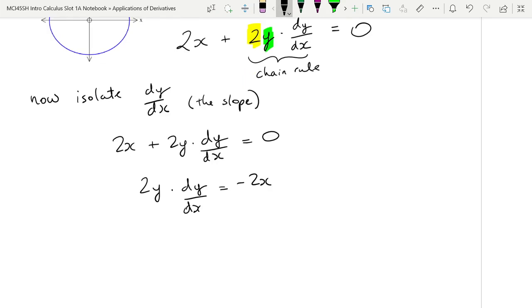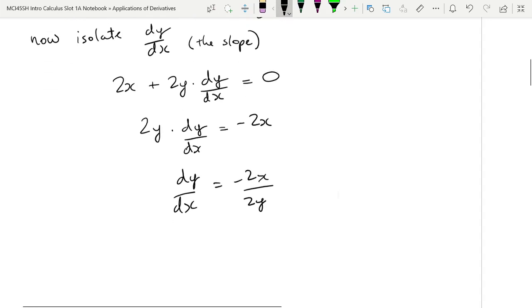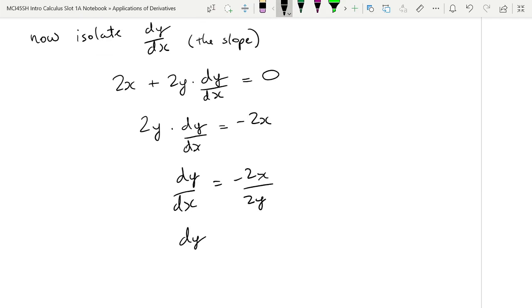So the 2x moves to the other side by subtraction, and then I divide both sides of the equation, and then I simplify it. All right, and then we'll stop there for O Canada.